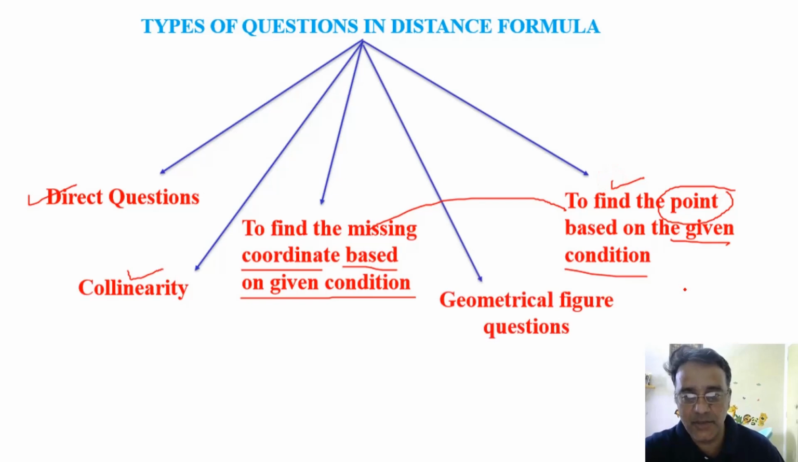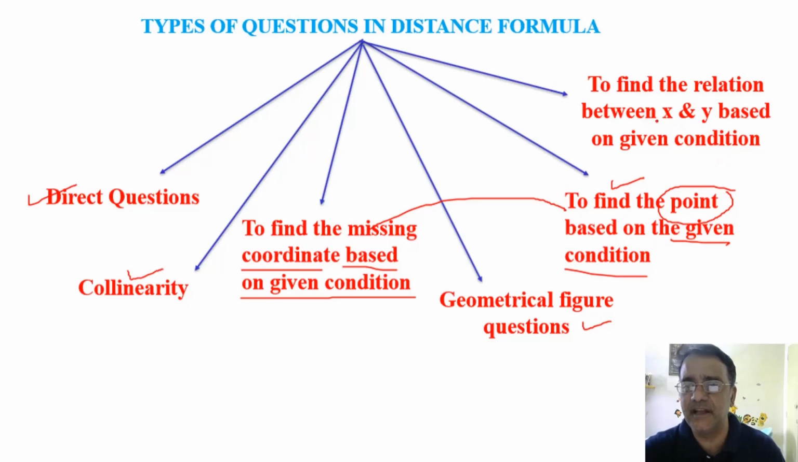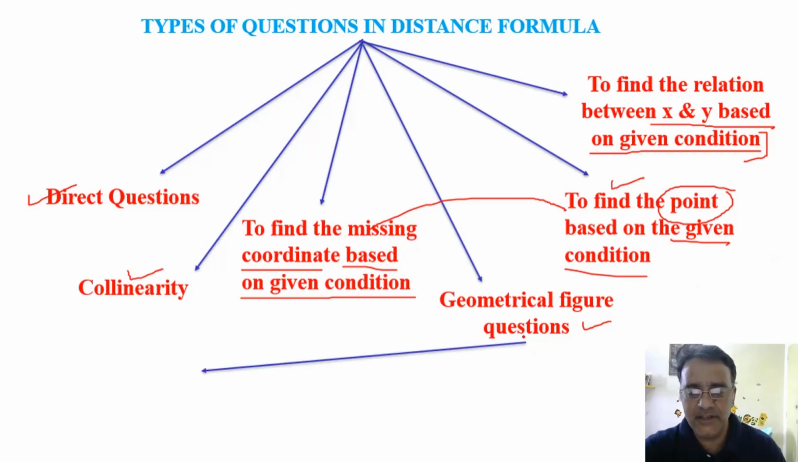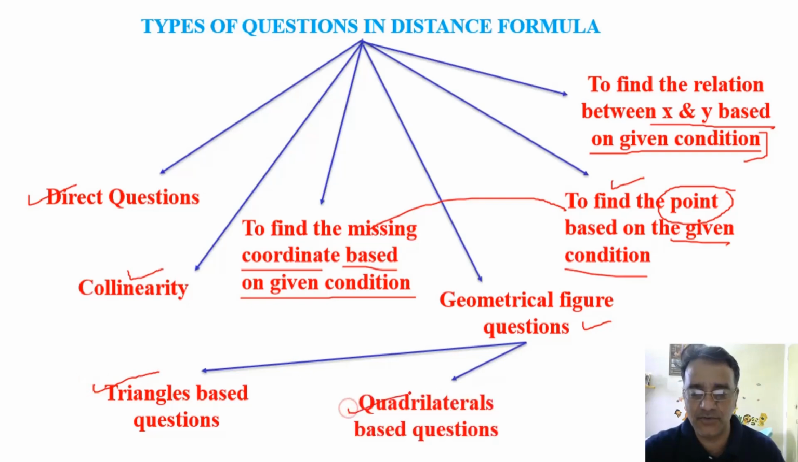And the next one is geometrical figure questions. So now this is a very important category. Here we again have sub questions. So next type is to find the relation between x and y based on given condition. Condition can be anything. Okay, now let us see what are the different types of questions under geometrical figure. First is triangles based question, second one is quadrilaterals based question, and third one is circles based question.